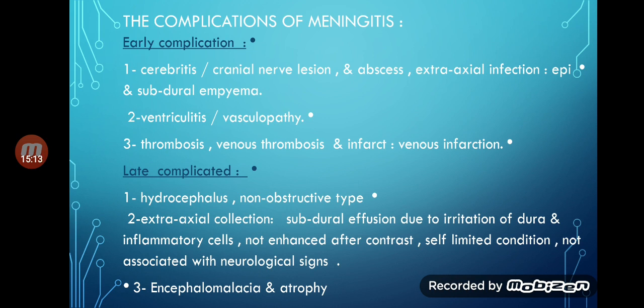These three are early complications that we can treat. Late complications are permanent damage. First, hydrocephalus, which is of the non-obstructive or communicating type, with dilatation of the whole ventricular system because of a defect in the arachnoid villi in CSF absorption, so the CSF collects in the ventricles. Also, extra-axial collection. We said they develop subdural or epidural empyema. When this empyema resolves, it turns into a collection, so a subdural or epidural collection.